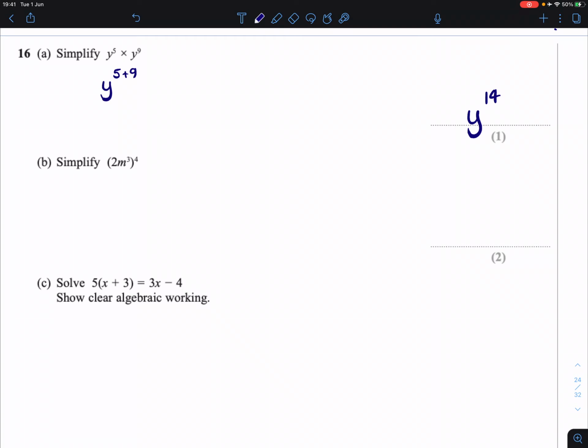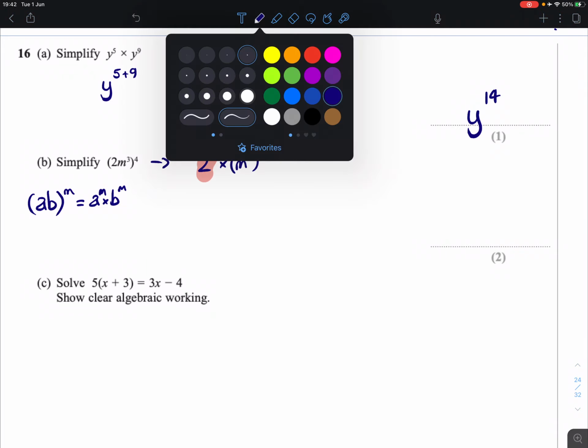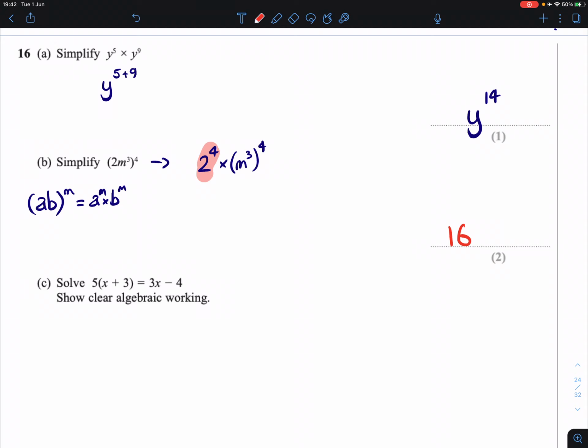We have our law of indices, or our unofficial law of indices, which states that if you have a product to a power, you can apply the power to each one separately before then doing the product. So that's the first step I'm going to take here. I'm going to apply that power of 4 to the 2, and I'm also going to apply that power of 4 to the m cubed. From there, 2 to the power of 4 is 16, so we know we've got that in our answer.